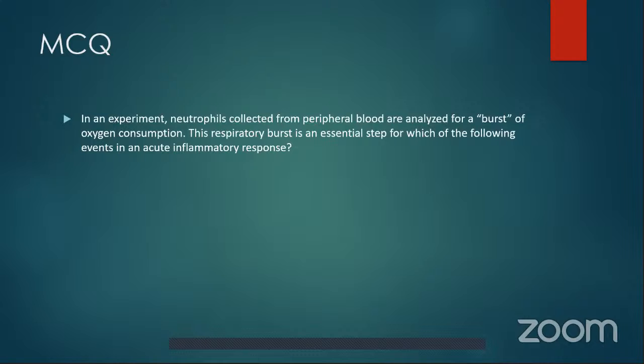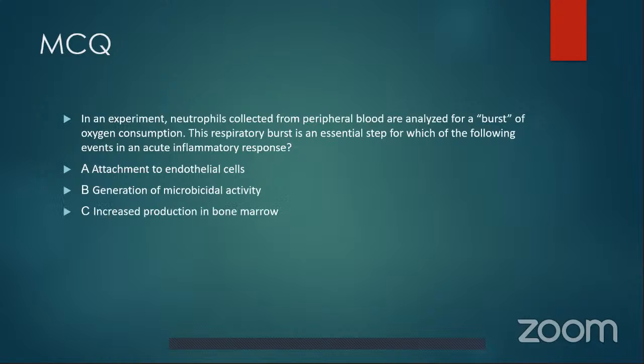MCQ: in an experiment, neutrophils collected from the peripheral blood are analyzed for a burst of oxygen consumption. Now, this respiratory burst is an essential step for which of the following events in an acute inflammatory response? The question is straightforward, but just look at the options. Attachment to the endothelial cells, generation of microbicidal activity, increased production in the bone marrow, opsonization of bacteria, phagocytosis of bacteria. So, do we have any takers for the answer?